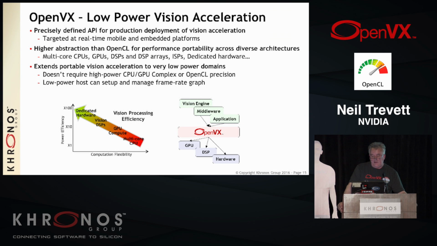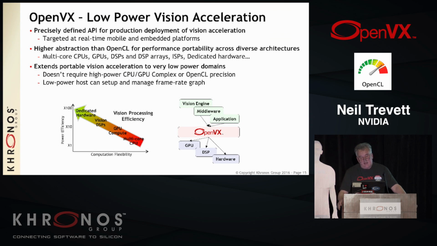And if you look at it, vision is just like any other processing load. As you get more dedicated hardware, the power efficiency can get higher. So multi-core CPUs are super flexible, but they're not as power efficient as GPUs, which potentially are not as power efficient as dedicated vision processing DSPs, which in turn are potentially not as power efficient as dedicated hardware.